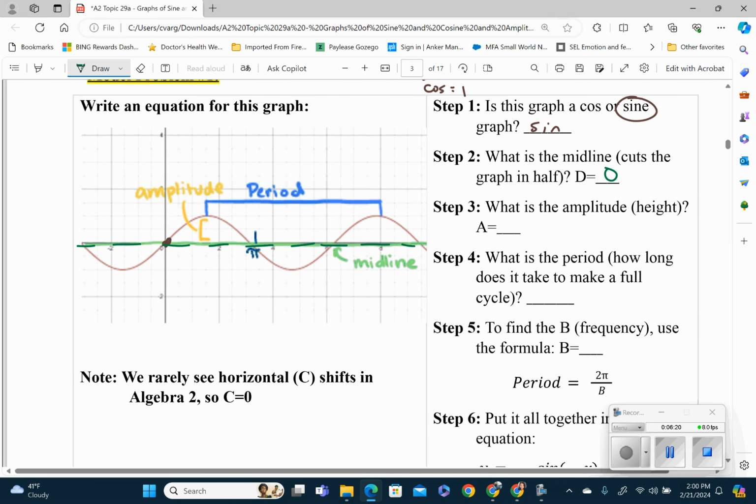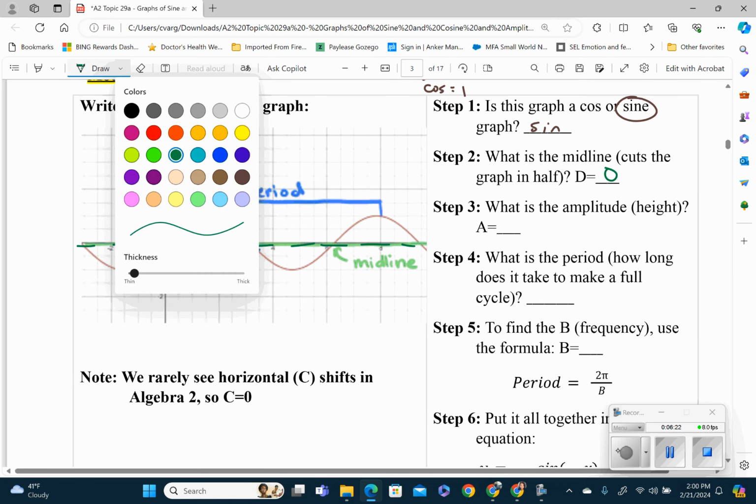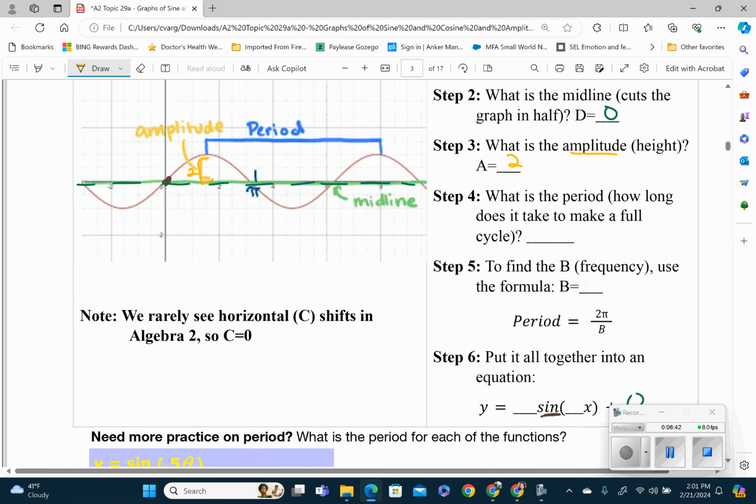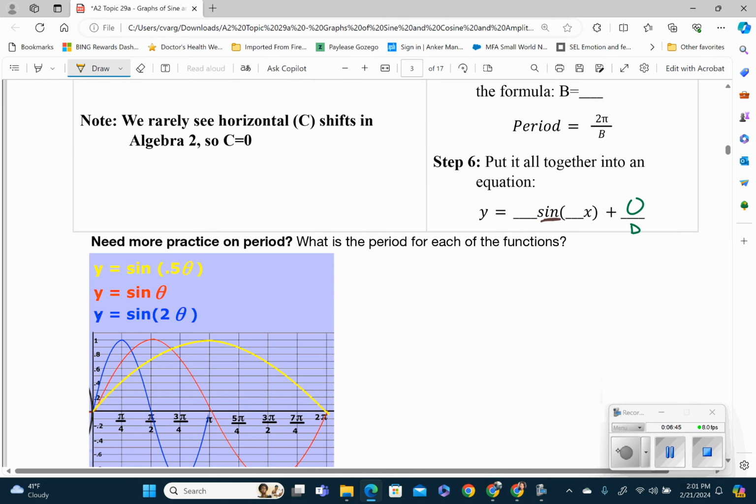All right. The next thing we're going to do is find my amplitude. Let's go orange here for amplitude. So the amplitude is the height. It's from 0 up, right? What number is this? Let's count. 1, 2, right? Do you see that? This is 1, this is 2. So my amplitude is 2. It is this distance, 2. So my amplitude goes in the beginning. So this is my A, and it's 2.